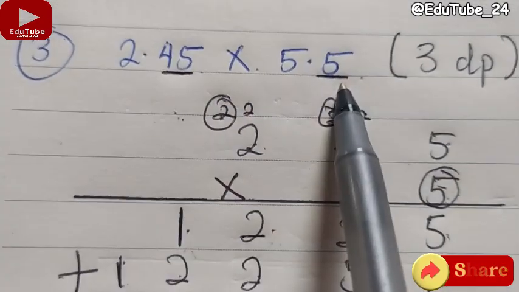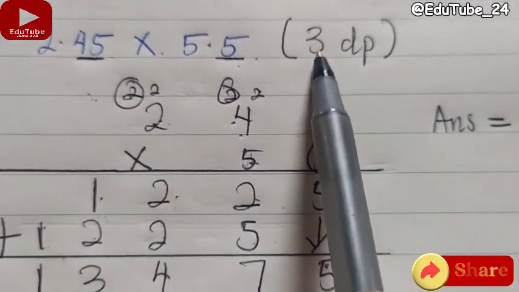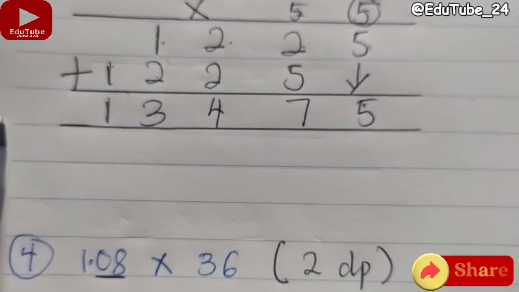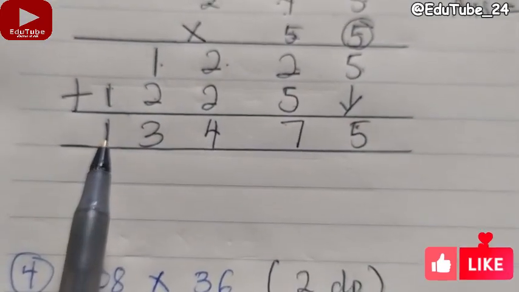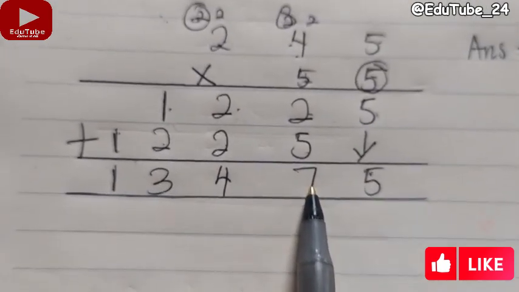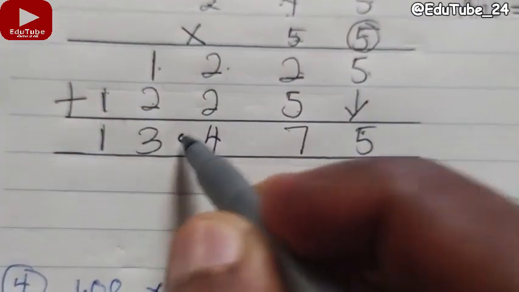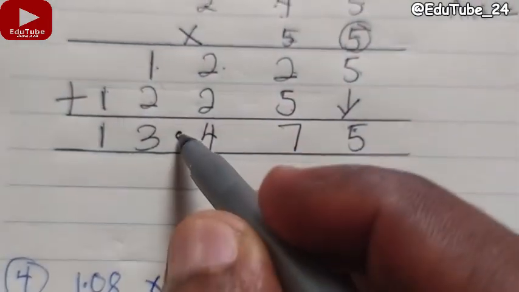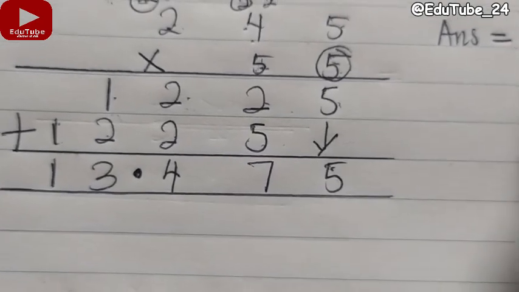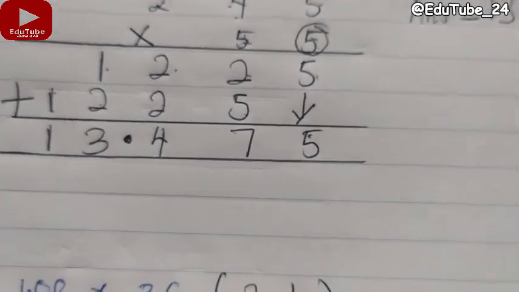Remember, we counted decimal places because we are multiplying decimal numbers. So how many decimal places do we have? We have 3 decimal places, which means from our unit up to the largest place value, we are going to leave behind 3 digits, which is 1, 2, 3, and place our point. So 3 decimal places have been left, meaning that our final answer is 13.475.